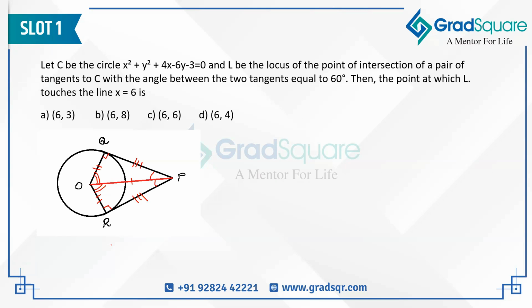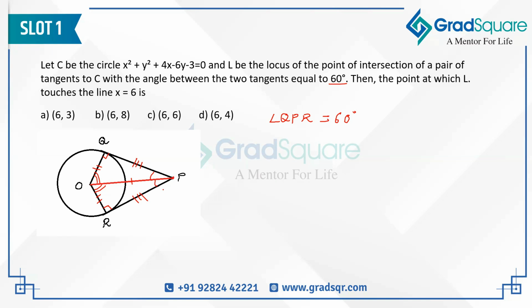The part of the question that I wanted to focus upon first is that there are two tangents being drawn with an angle between the tangents of 60 degrees, which means that in this figure, angle QPR will be equal to 60 degrees, right? So like this two tangents are drawn and they're talking about the locus of the point at which they're intersecting. So they're intersecting at P, and they are talking about the locus of this point.